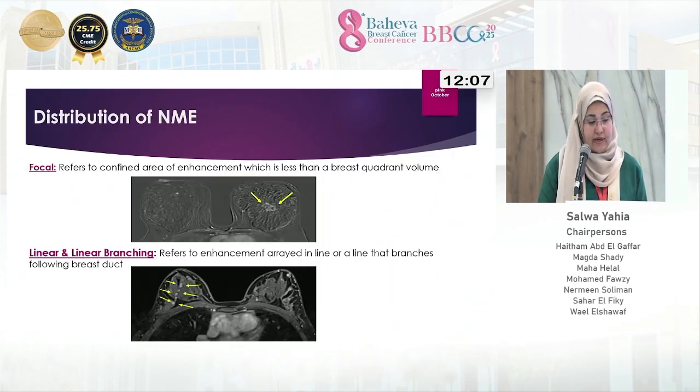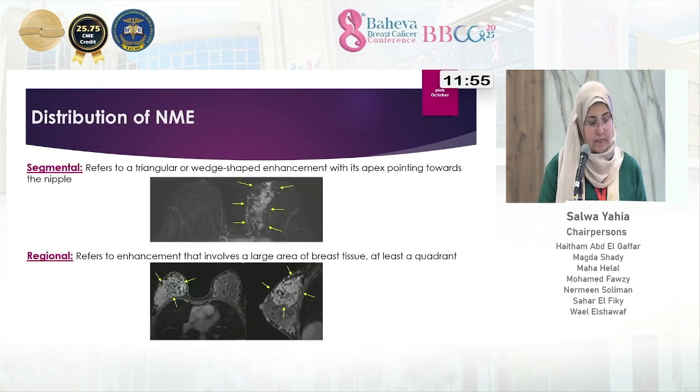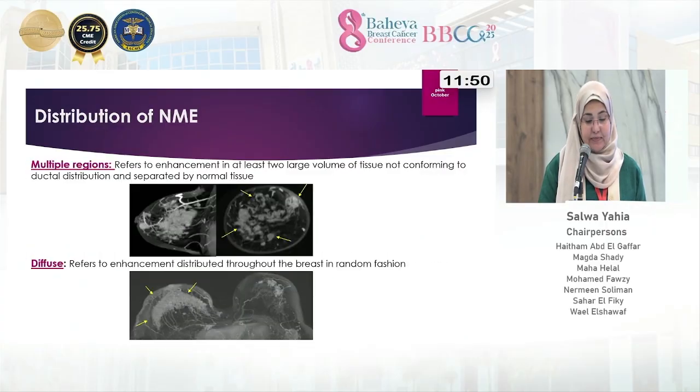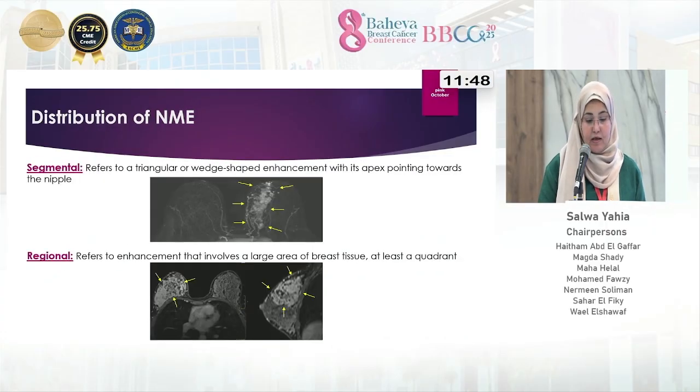Focal refers to confined area of non-mass enhancement, which is less than a breast quadrant volume. Linear or linear branching refers to enhancement arrayed in a line or a line that branches following breast ducts. Segmental refers to a triangular or wedge-shaped enhancement with its apex pointing towards the nipple.